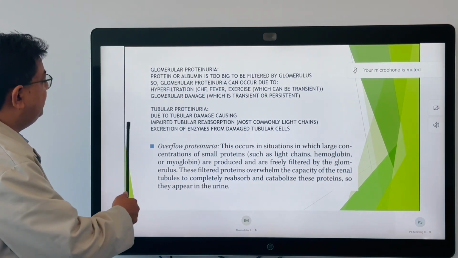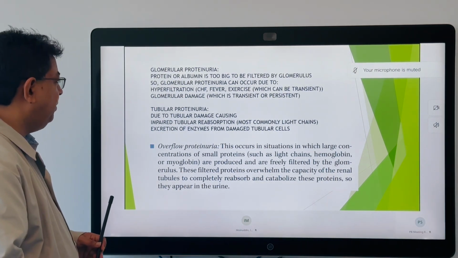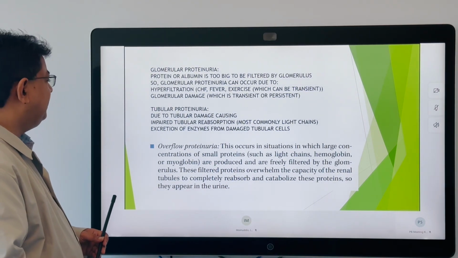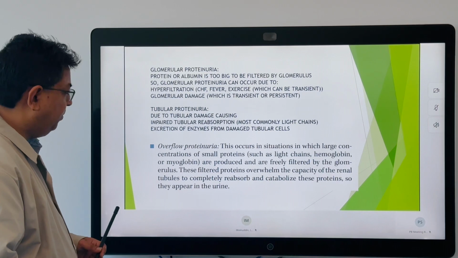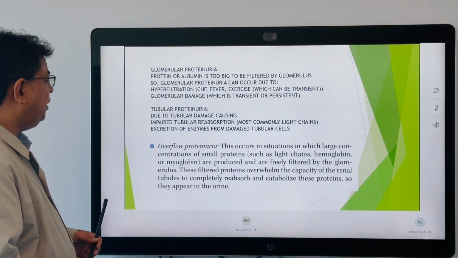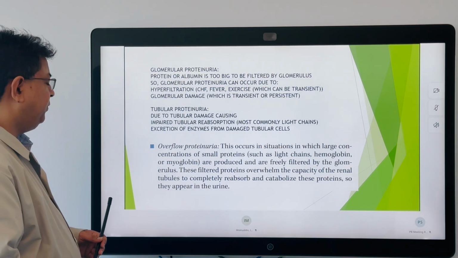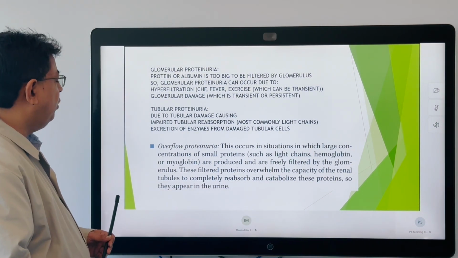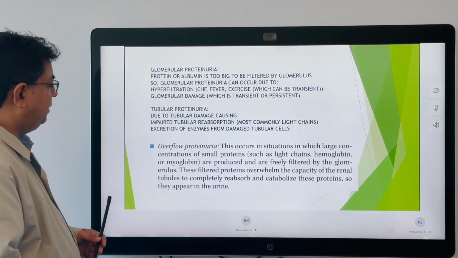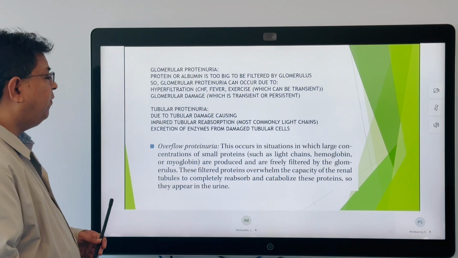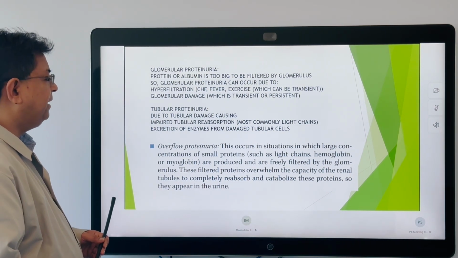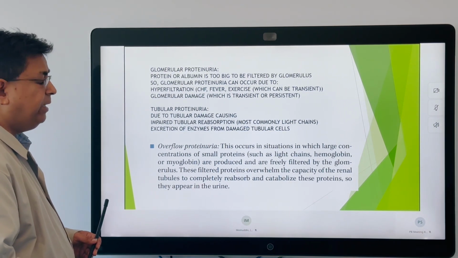If you have tubular damage, then you can have impaired tubular reabsorption, such as of light chains, or you can have excretion of enzymes from damaged tubular cells. Overflow proteinuria occurs in situations in which large concentrations of small proteins, such as light chains, hemoglobin, or myoglobin, are produced and freely filtered by the glomerulus. These filtered proteins overwhelm the capacity of the renal tubules to completely reabsorb and catabolize these proteins, so they appear in the urine.